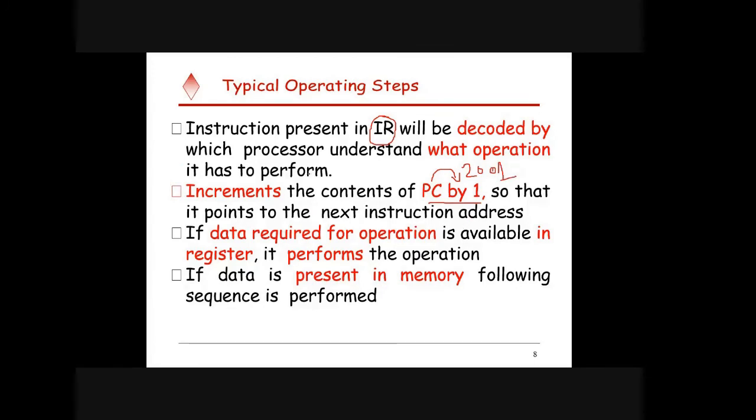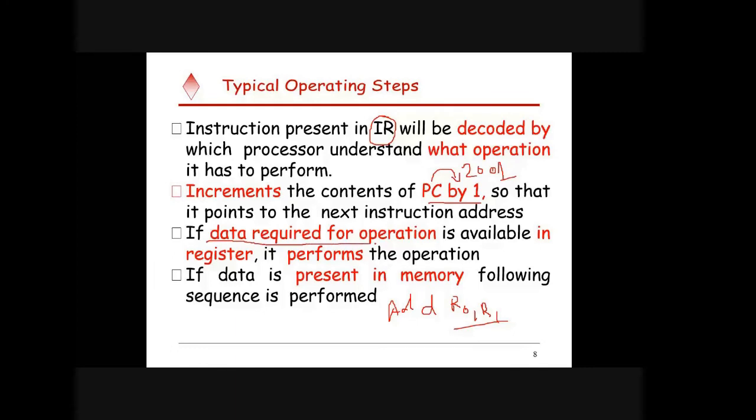That is the next step of the instruction. After that, if the data required in the operation is available in the register, then it performs the operation. For example, if the initial instruction I have shown is add R0, R1, both R0 and R1 are available inside the processor. There is no need for fetching anything from the memory, so the ALU can immediately perform the operation.